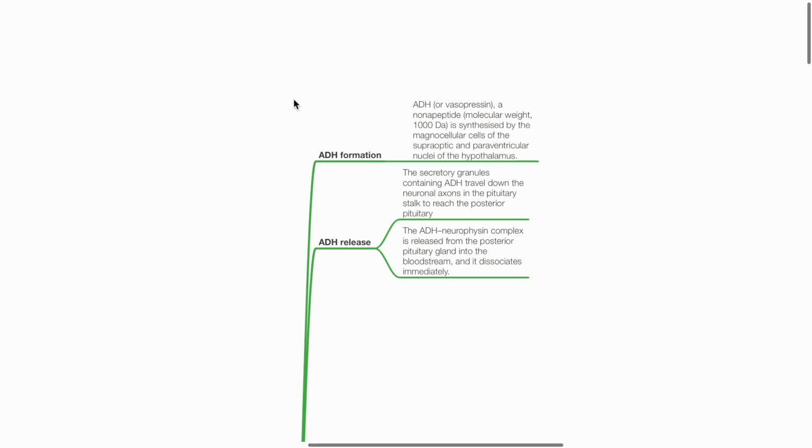ADH release. The secretory granules containing ADH travel down the neuronal axons in the pituitary stalk to reach the posterior pituitary. The ADH-neurophysin complex is released from the posterior pituitary into the bloodstream, and it dissociates immediately.